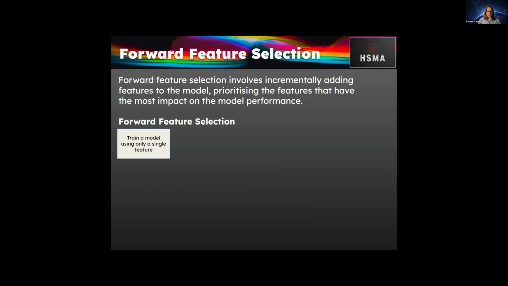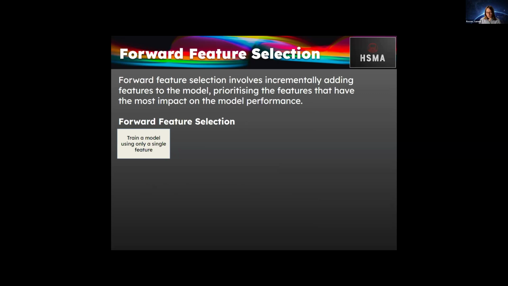This involves incrementally adding features to the model. We prioritize the features that have the most impact on the model performance. So we just keep in the features that are really going to affect our accuracy, our area under the curve, our precision. We can choose which one it's scoring on, but we are going to prioritize the features that have the biggest impact.